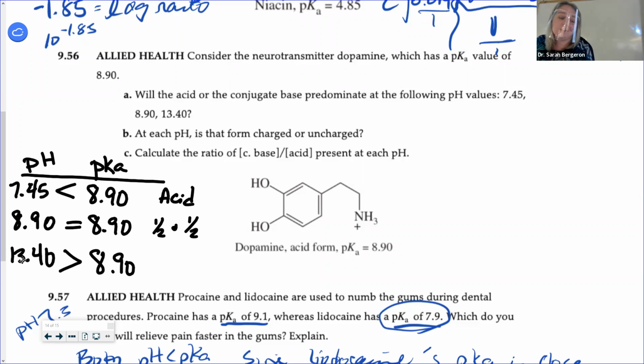Now, how about the last situation? The conjugate base predominates. At each pH, is that form charged or uncharged? If this is dopamine, and dopamine here is listed as the acid form, what happens? The only thing that's important is this NH3. None of the rest of this changes. So what happens to this NH3 when we go from the acid form to the conjugate base?